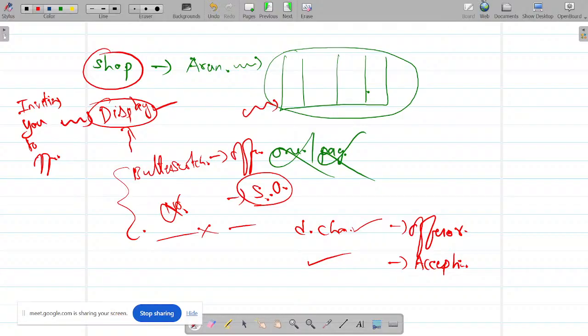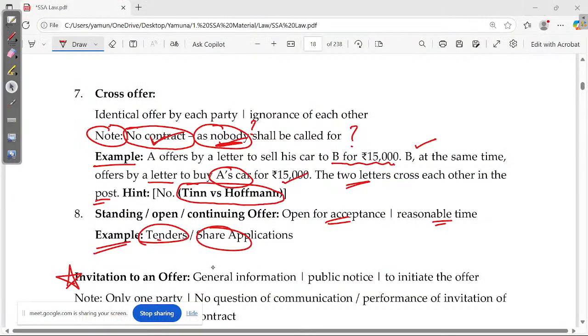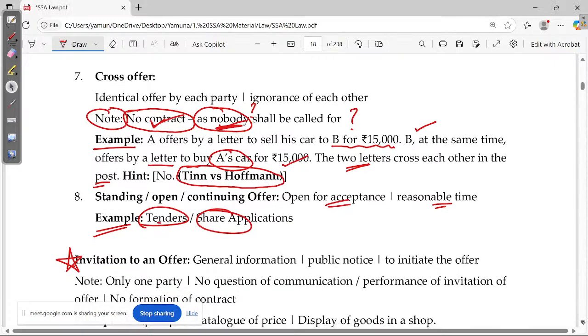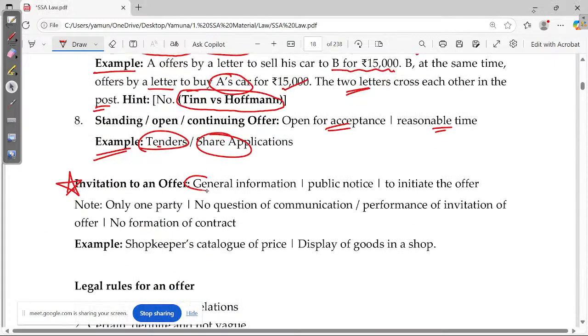Yes, come here. Invitation to an offer is like general information or a public notice given to the public to initiate the offer. Let me go for the example before continuing this content. Shopkeeper's catalog of price, display of goods in a shop, all these are considered as invitation to an offer.